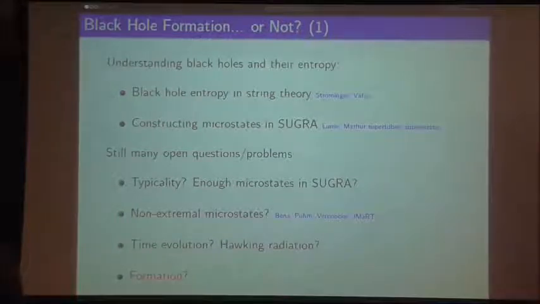Because it's not a priori obvious that there are going to be enough microstates that you can construct in this way. And this is still actually an open problem. So for the Lunin and Mathur supertubes, these are the microstates of the D1D5 or two-charge black hole.